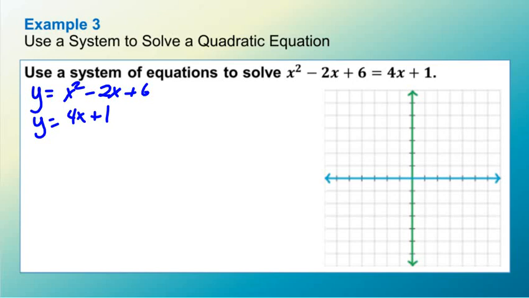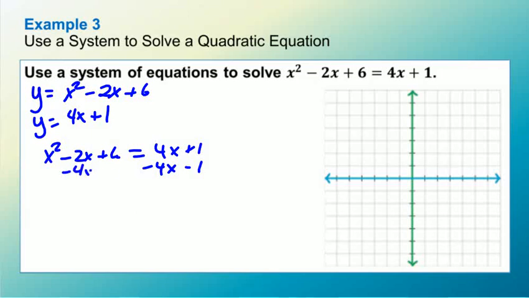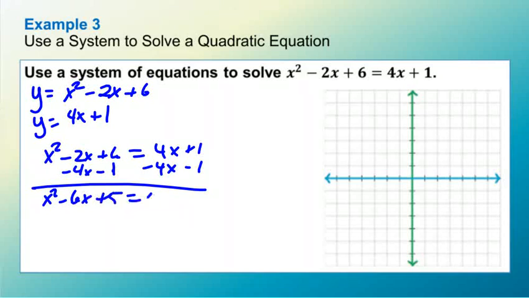simplify by using substitution. I think that I don't have enough space on my coordinate plane here, although I can do it on my calculator. But to do it with substitution, I would have x squared minus 2x plus 6 equaling 4x plus 1, what I have up here. If I subtract 4x and subtract 1, I now have x squared minus 6x plus 5 equaling 0.